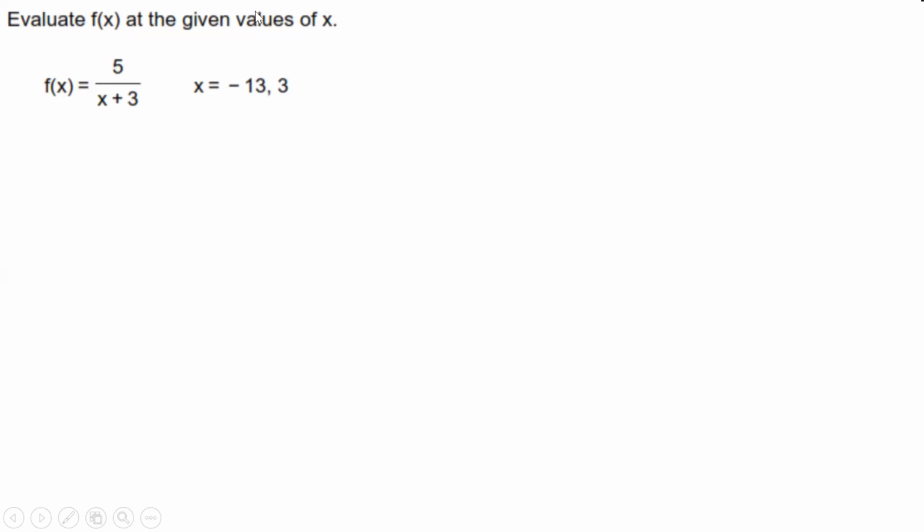All right, this one's a little bit different though, because now we have f of x is 5 over x plus 3, and we're supposed to plug in negative 13 and 3. So f of negative 13, and we also want f of 3. Well, when we plug in negative 13, we get 5 over negative 13 plus 3. Well, that's going to be 5 over what? Negative 10. Well, 5 over 10 is a half, so it's going to be negative 1 half.